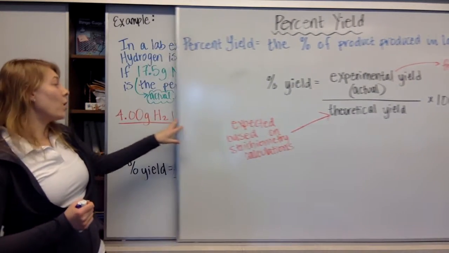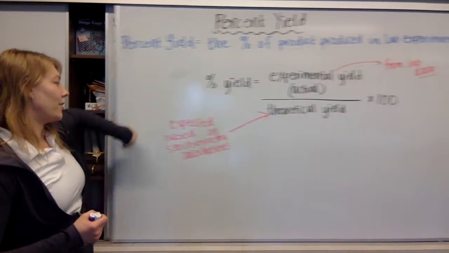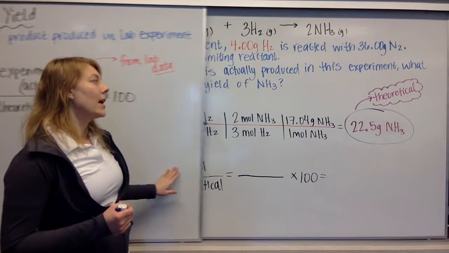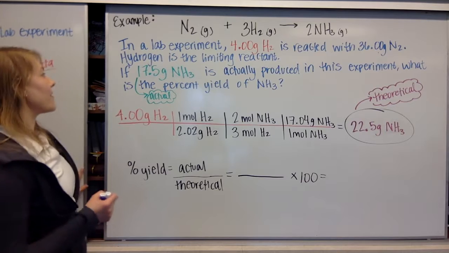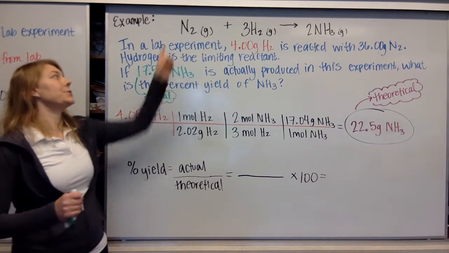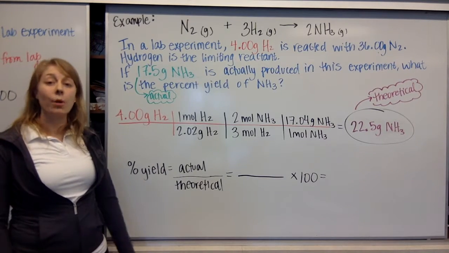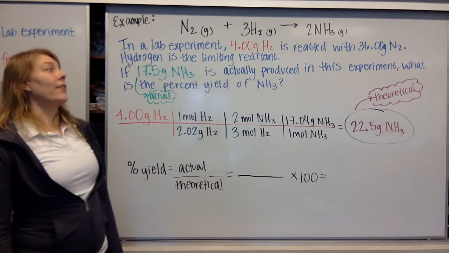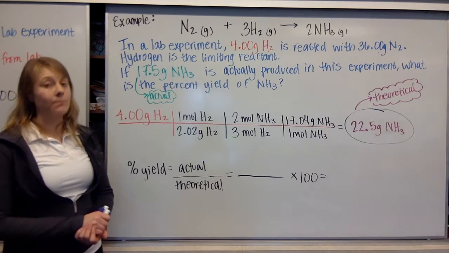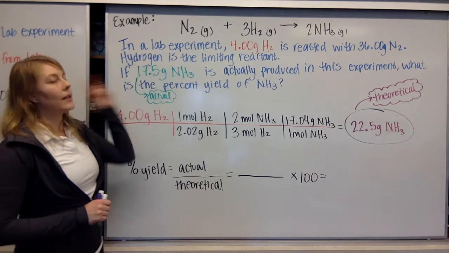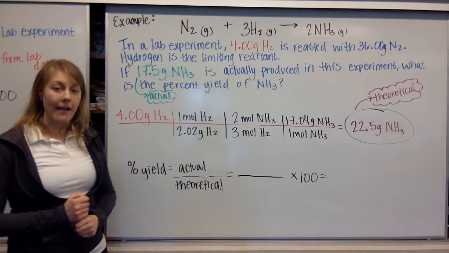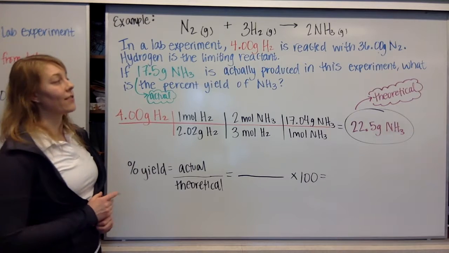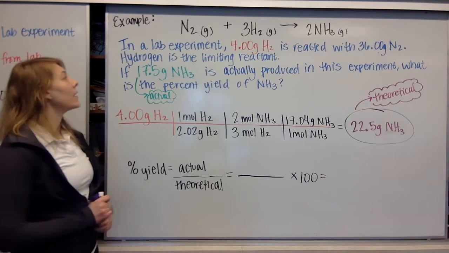Now, I'm just going to go over one brief example, which is going to be similar to the lab that we see for this unit. Okay, so our example, we have nitrogen gas plus 3 moles of hydrogen gas, giving us 2 moles of NH3. Okay, so in a lab experiment, 4 grams of hydrogen gas is reacted with 36 grams of nitrogen gas.